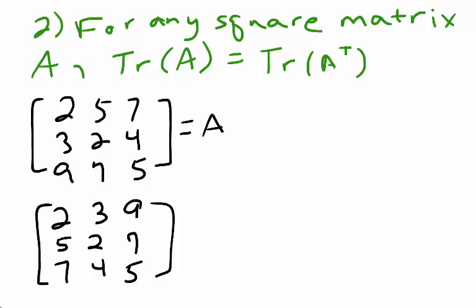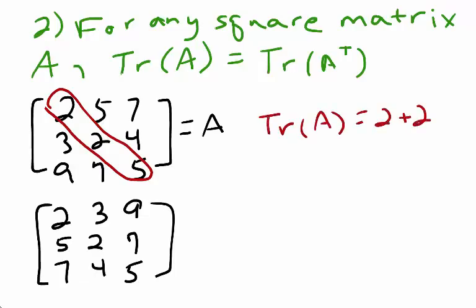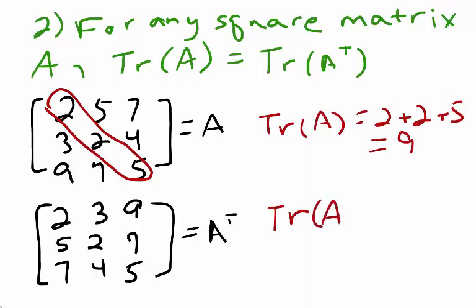The trace of the transpose of A is the sum of the main diagonal, as we saw before. So the trace of the transpose of A equals 2 plus 2 plus 5, which equals 9. And the trace of A is also equal to 2 plus 2 plus 5.